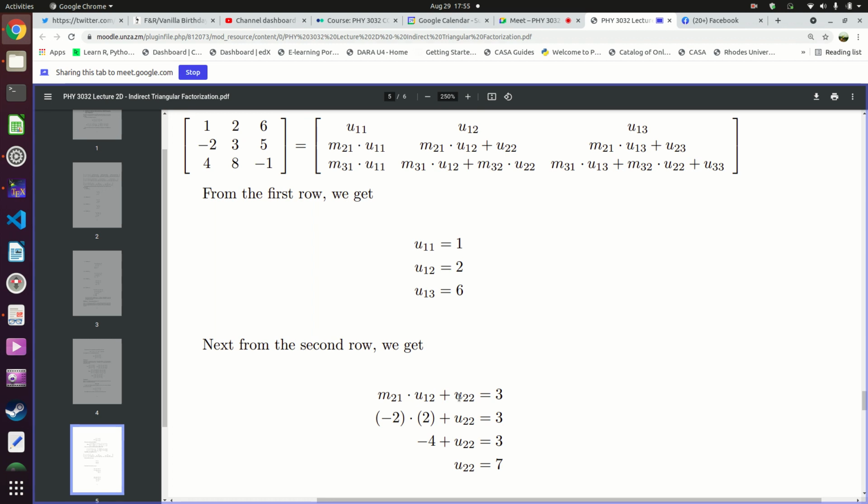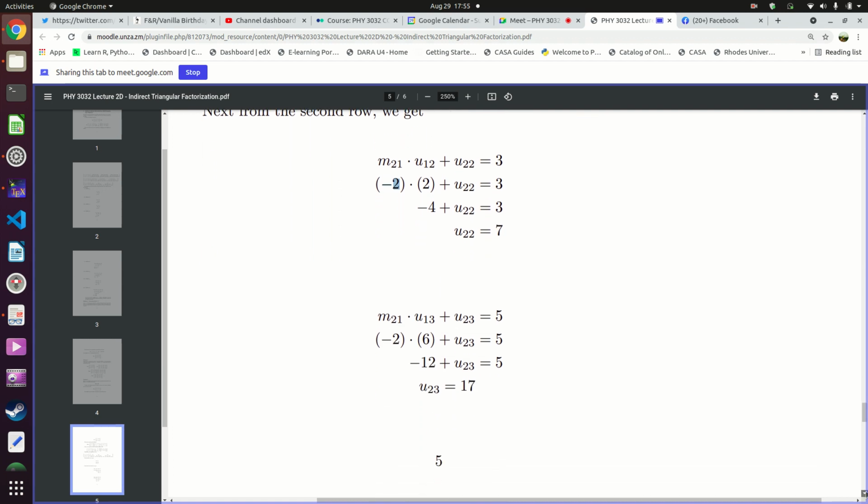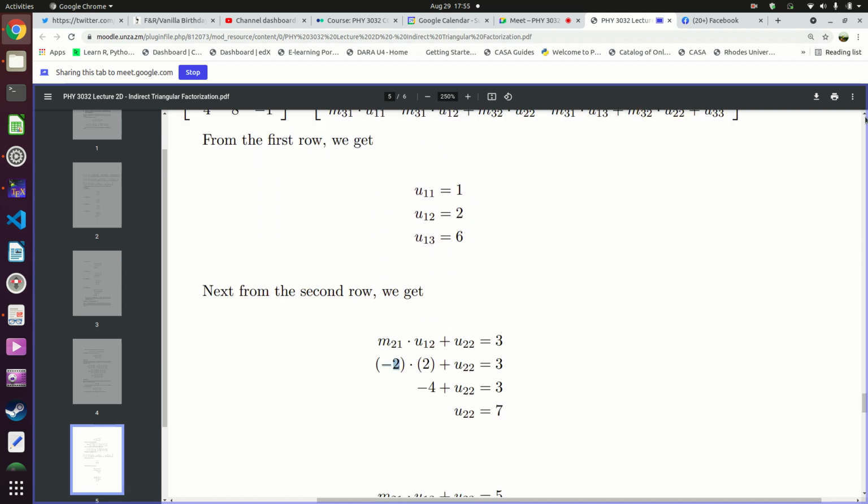Have I missed something? Why did I start with this one? I think I missed something. I was supposed to do this. M21 U11 is equal to minus 2. U11 is 1, therefore M21 is going to be minus 2. I have it here, but I don't know where I worked it out. Yeah, I think I missed something, but that's fine.